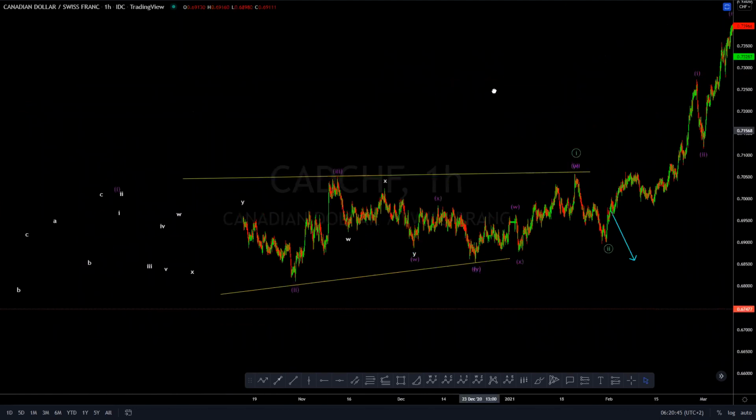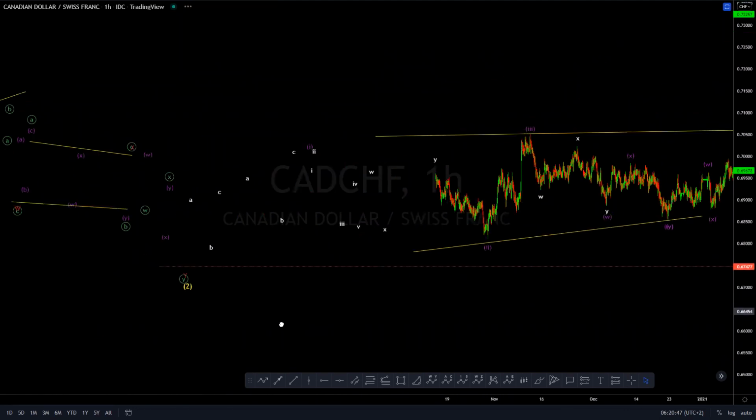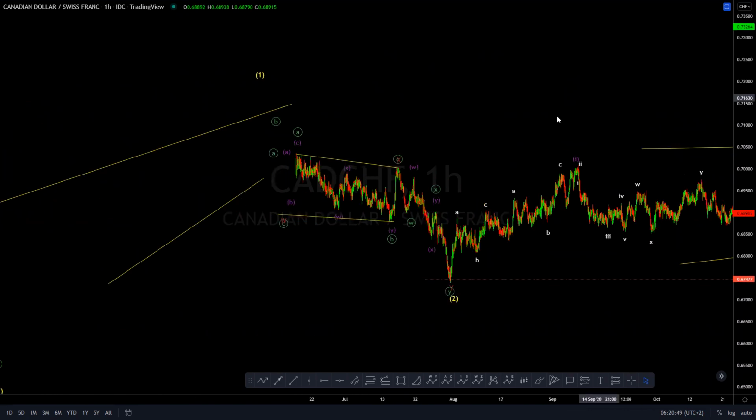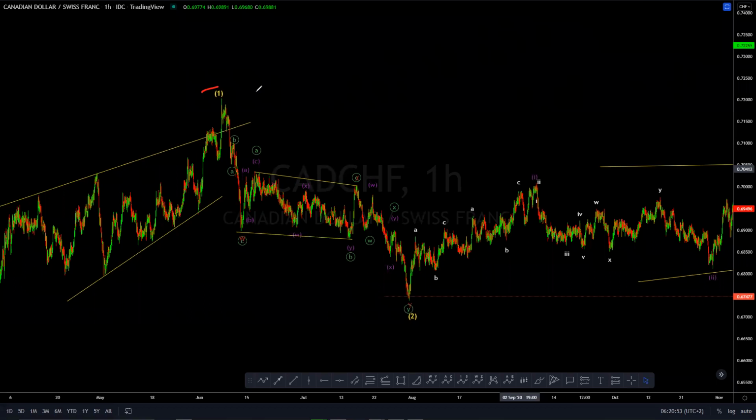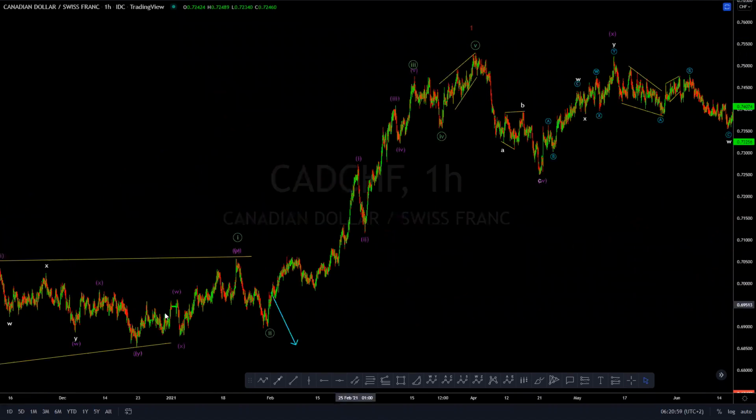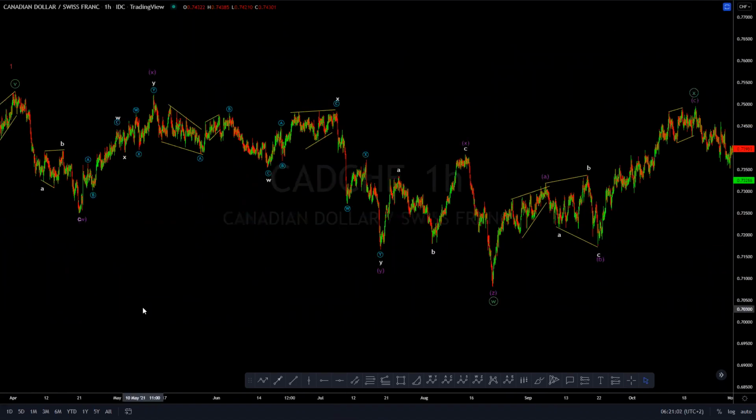we propose on this view that this is a 1 in yellow, right? Which is the first peak from the lows of March 2020, that's 2 in yellow, right? And then after that we had a 1 in red, this peak here, that's a 1 in red, or what we propose to be 1 in red.